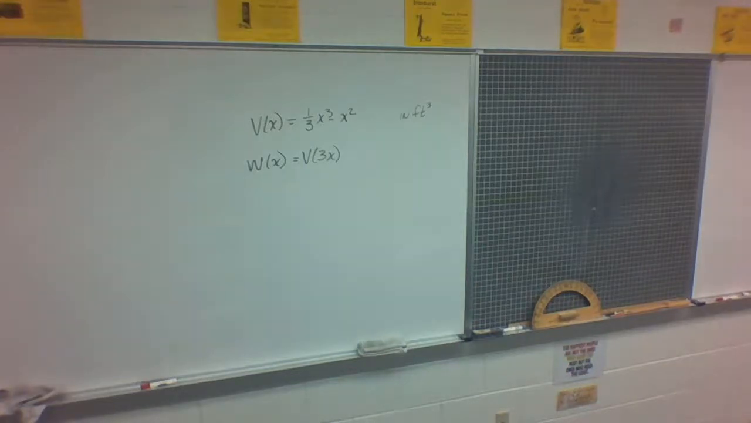So here's what we're tasked to do. It says, write a rule for W, and then find and interpret W of 10.